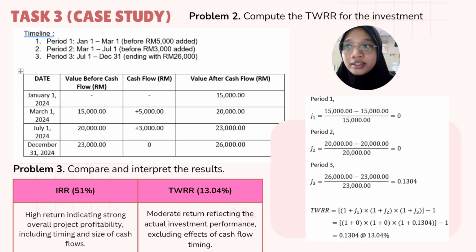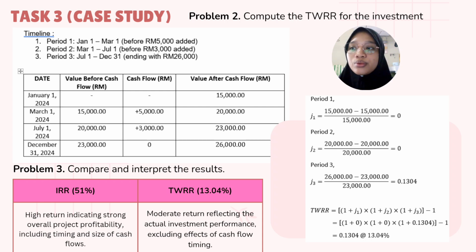So this is the table, and we calculate the value of J. The formula of J is end value minus start value over start value. From the values of J for periods 1, 2, and 3, we calculate the TWRR using the formula as stated, and we get 0.1304, or 13.04%. That's how we get the TWRR.